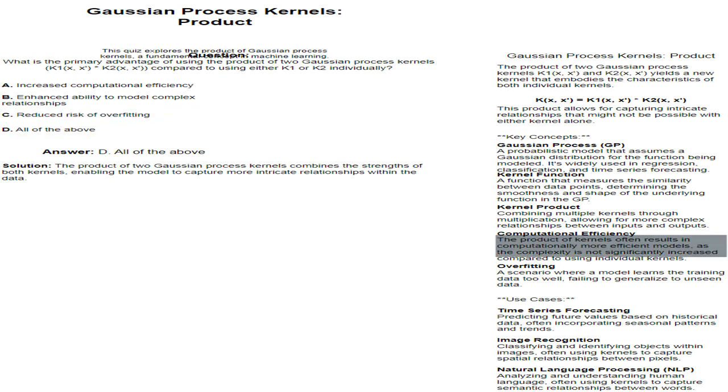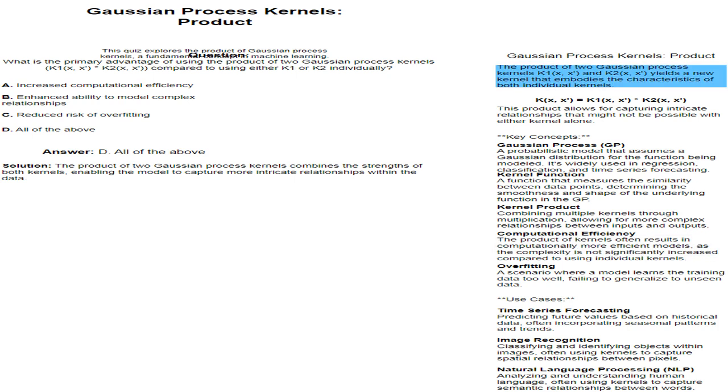Computational efficiency. The product of kernels often results in computationally more efficient models, as the complexity is not significantly increased compared to using individual kernels. This statement explains that the product of kernels doesn't add much complexity, which keeps computation time reasonable.